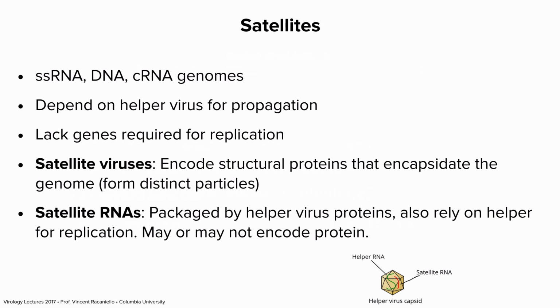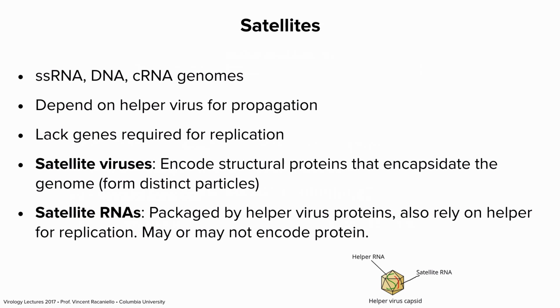Very, very neat things. The next topic, satellites. These are, well, some people think these should be viruses. I'll tell you a little bit about that controversy in a moment. But these are agents, let's just call them an agent for now, with single-stranded RNA, DNA, or circular RNA genomes, a variety of genome types. And what they all have in common is they can't replicate without a helper virus co-infecting the cell in which they are present, all right? And so basically they lack the genes that are needed for virus replication. They can't do it on their own.